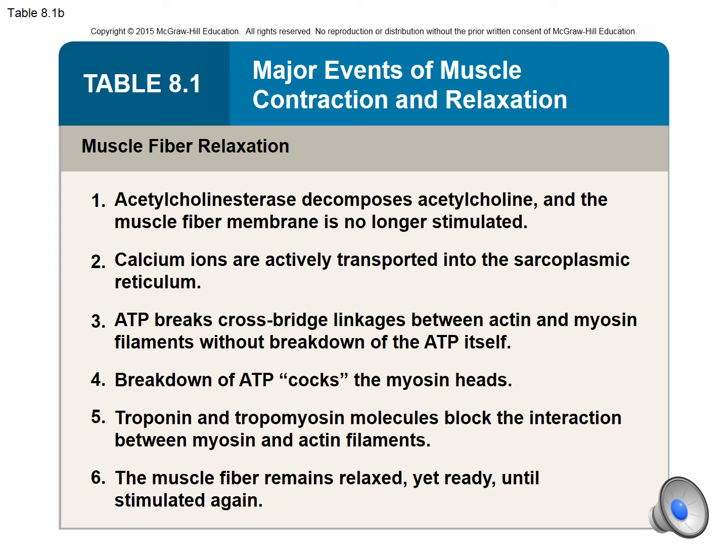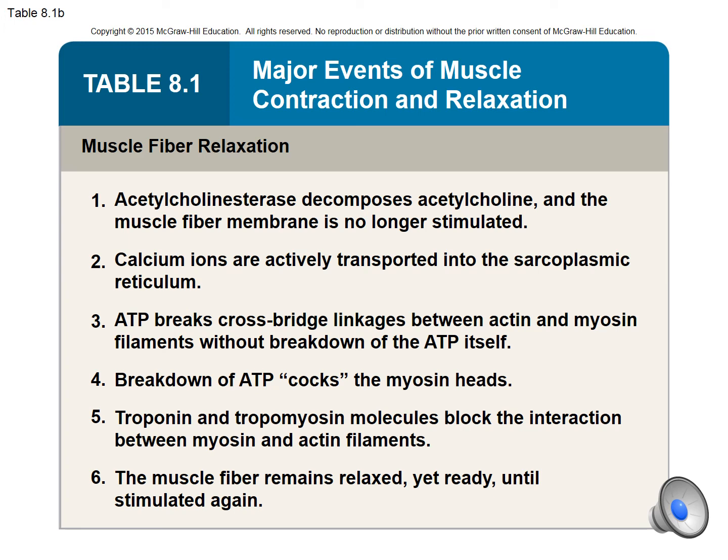Number 2, calcium ions are actively transported into the sarcoplasmic reticulum. And again, be clear that when we say actively transported, that means that it requires ATP. Okay? It's not happening without the input of ATP. Number 3, ATP breaks cross-bridge linkages between actin and myosin filaments without breakdown of the ATP itself. Number 4, breakdown of ATP cocks the myosin heads. Number 5, troponin and tropomyosin molecules block the interaction between myosin and actin filaments.